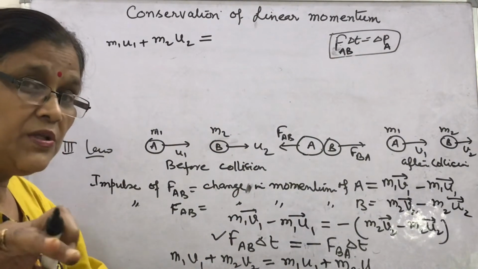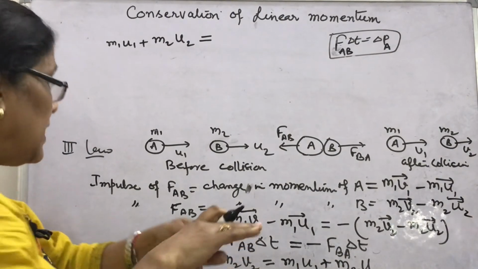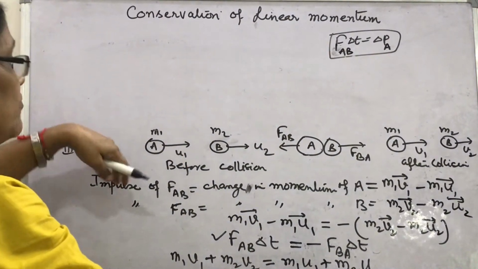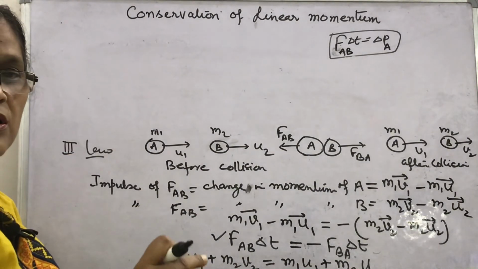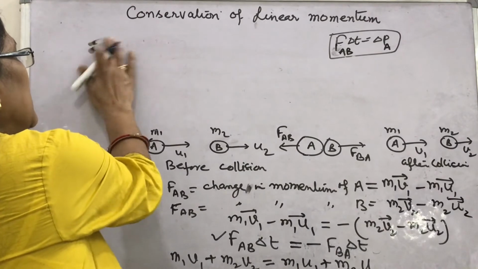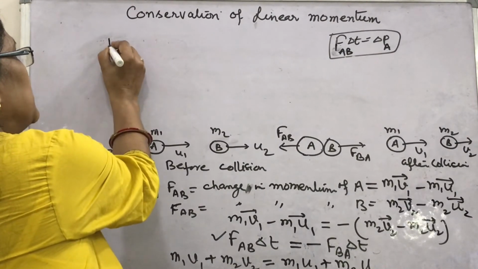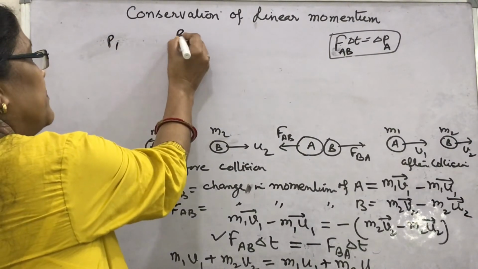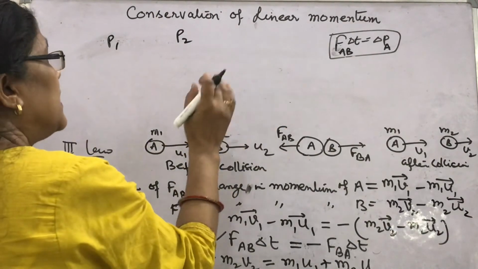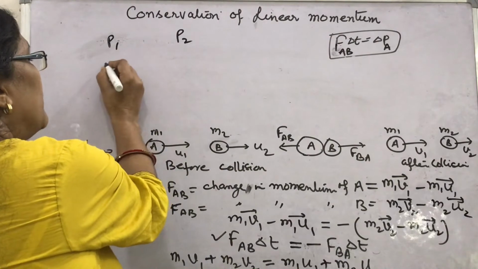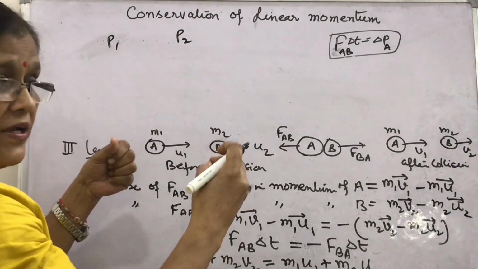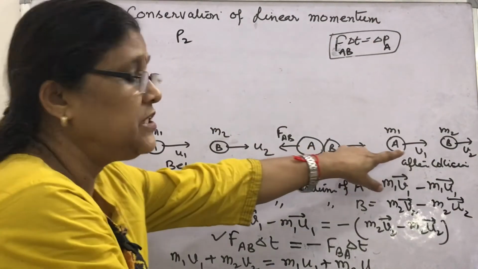How can you do the reverse of it? That is, using the conservation of linear momentum, how will you get the third law? Let the two objects be interacting and their momentum be P1 for the first object and P2 for the second object. They interact with each other for the time delta t. Then a change in momentum takes place because the velocities will change during interaction.